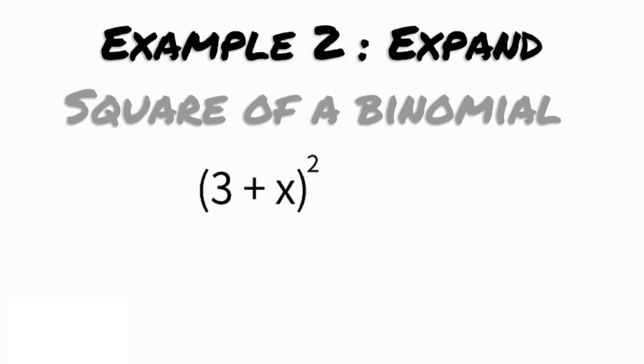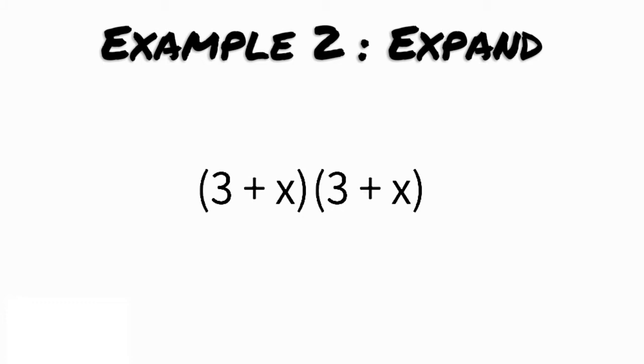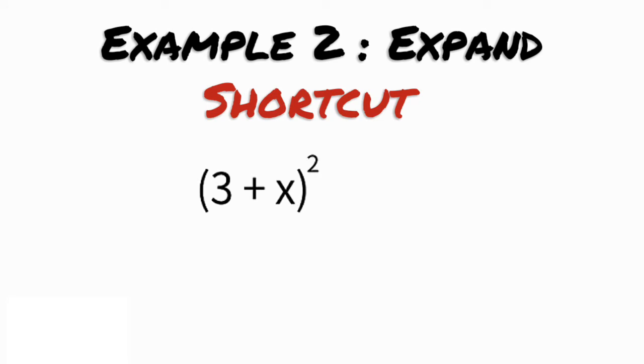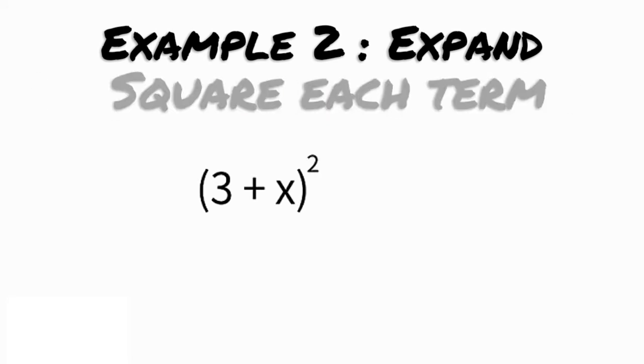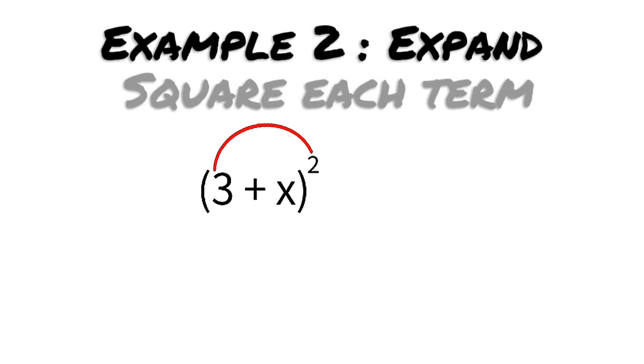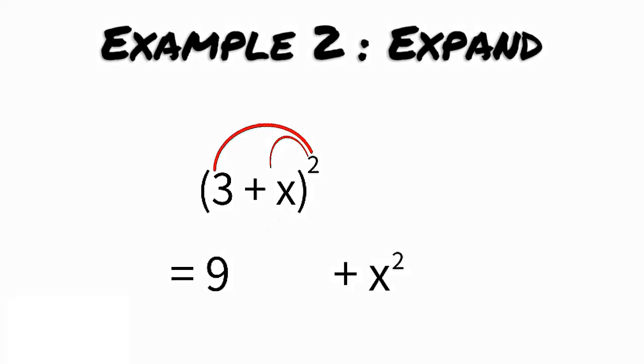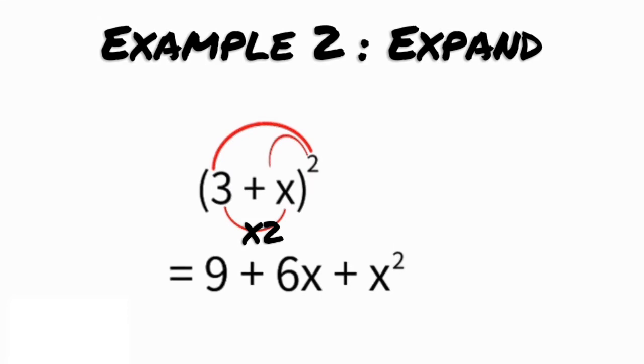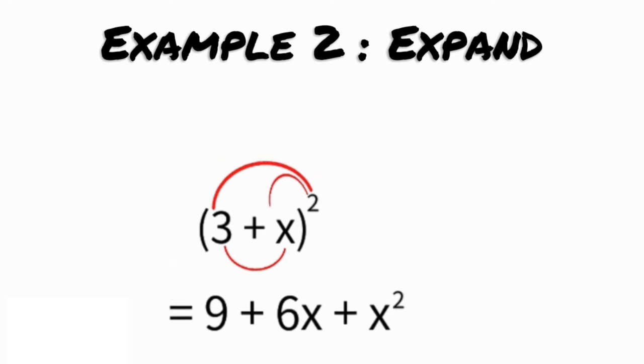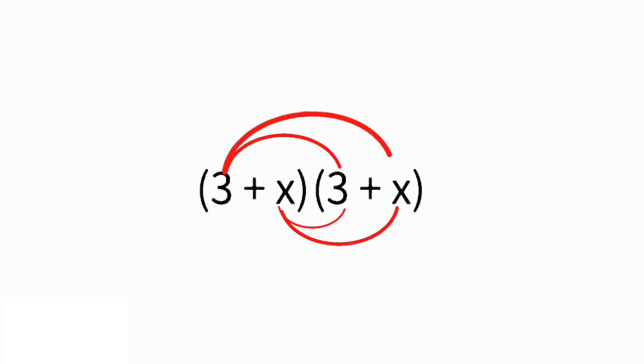This is the same as 3 plus x times 3 plus x, but we will use a shortcut to get to the answer. This is how the shortcut works. You square each term, so 3 squared gives you 9, and x squared is x to the power of 2. After squaring, you multiply the terms by each other and then times 2, which will give you 6x. This method is useful under timed conditions. To verify this method, you can distribute using FOIL and you will get to the same answer.